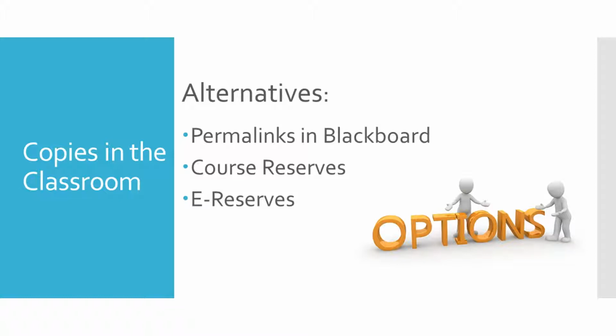The good news is that there are some great alternatives available to distributing copies in the classroom. One thing you can do is add permalinks in your Blackboard courses to link to articles you want your students to read. Josh will talk about this more in a moment. You can also utilize the library's course reserves and e-reserve services. So for example, you can place an entire book on reserve, which Kim will talk about later. And now I'm going to pass this over to Josh.